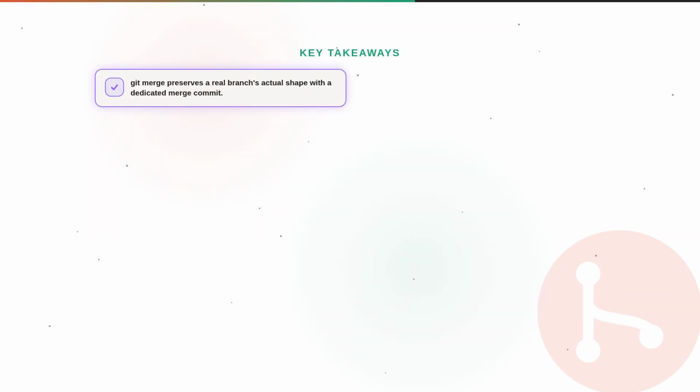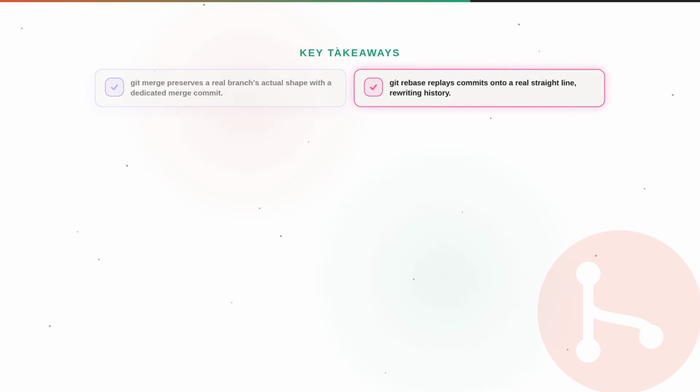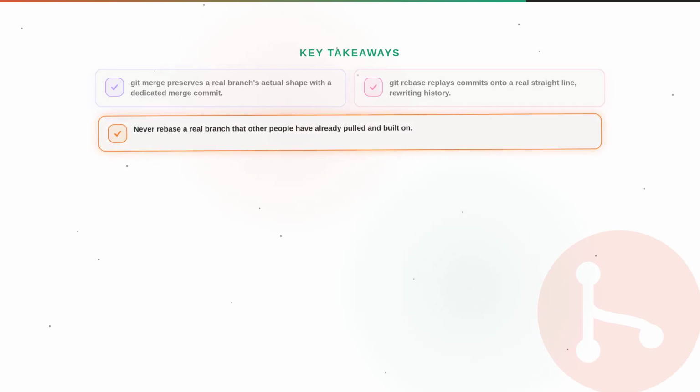Git merge preserves a real branch's actual shape with a dedicated merge commit. Git rebase replaces commits onto a real straight line, rewriting history. Never rebase a real branch that other people have already pulled and built on.